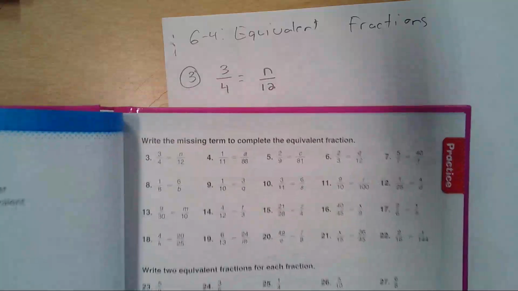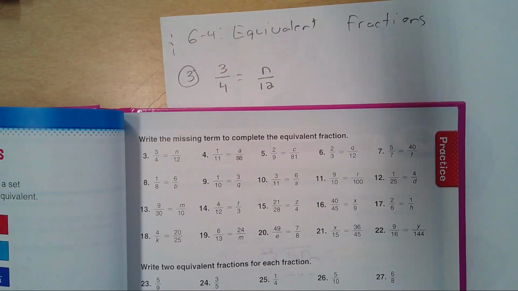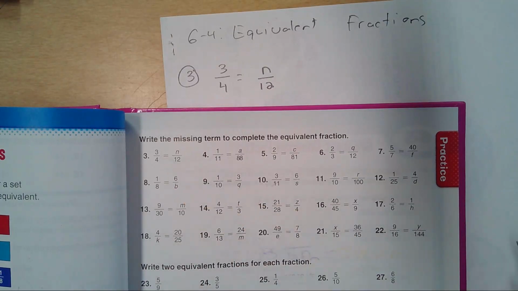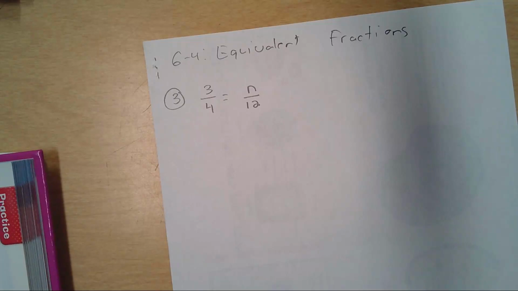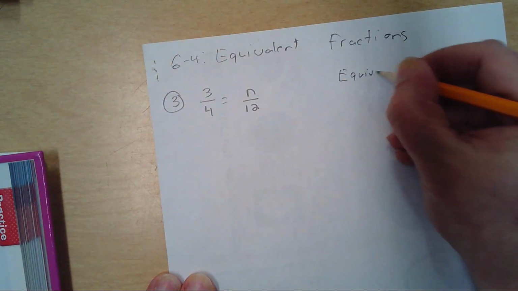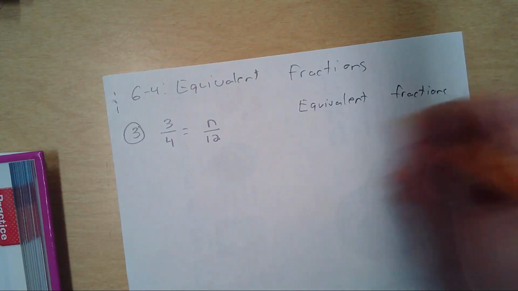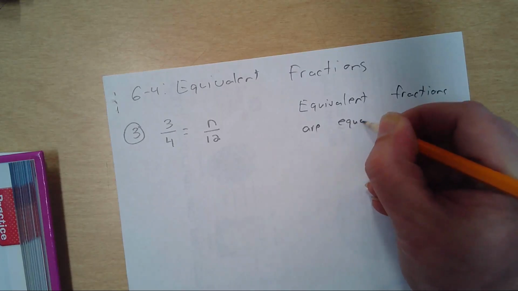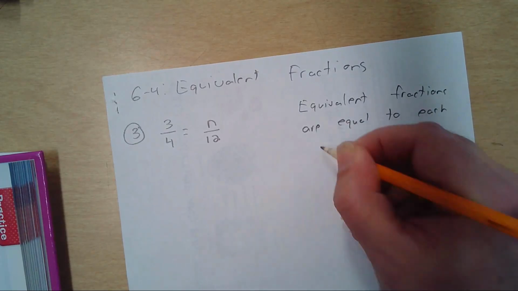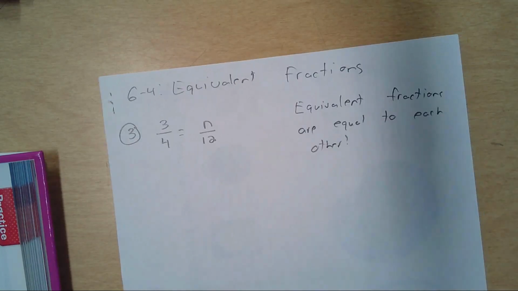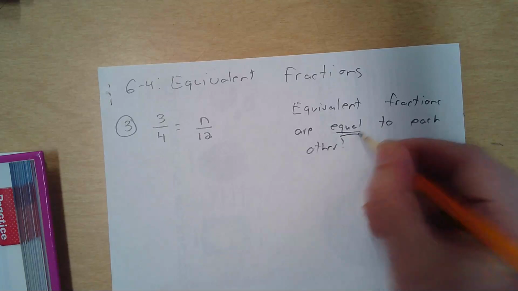But we need equivalent fractions primarily for when we add and subtract fractions. We need to get that common denominator, and then we have to rewrite fractions so they have that same common denominator. To do that, you have to be able to write equivalent fractions, where they are equal to each other. So equivalent fractions are equal. I will illustrate that concept here real quick.